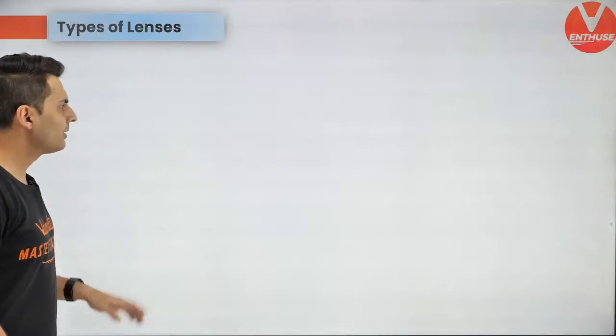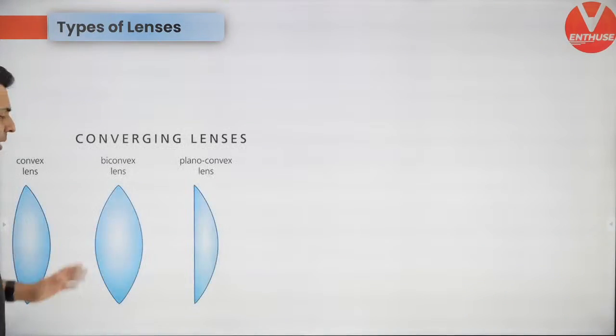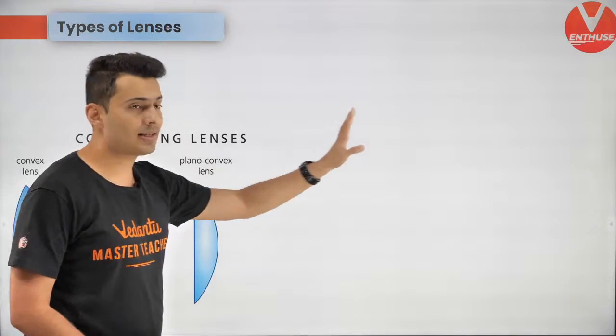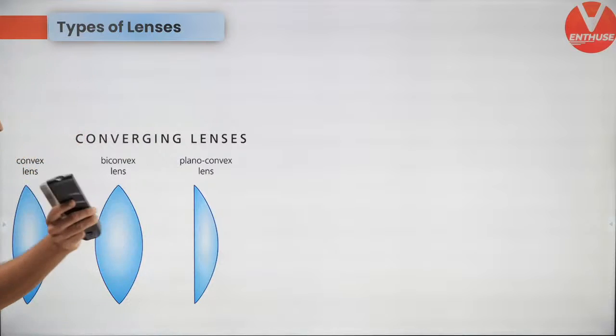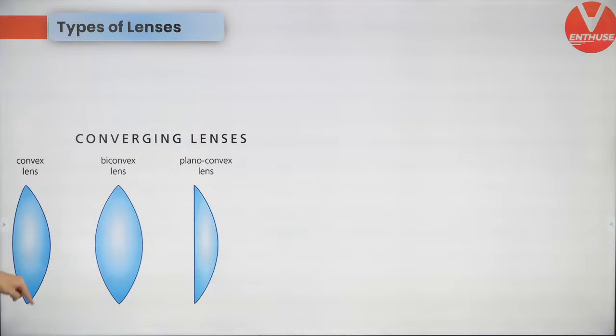Okay, so let's get going with the next part. Now, talking about the types of lenses, there are two types. One is converging lenses, second is diverging lenses. Now in converging lens, you can have a convex lens. So this is how a convex lens looks like. Both sides are convex. Now this is a biconvex lens.